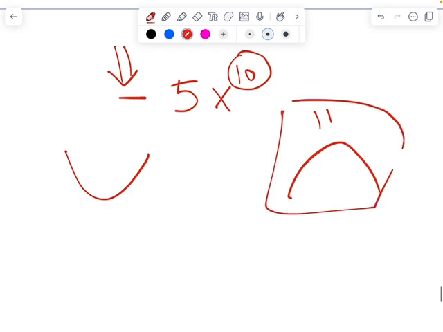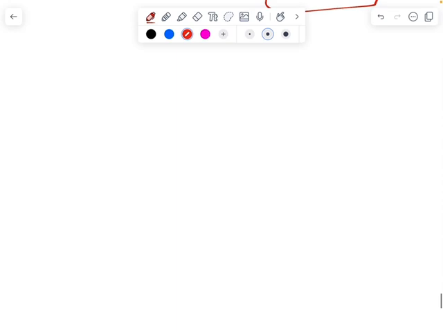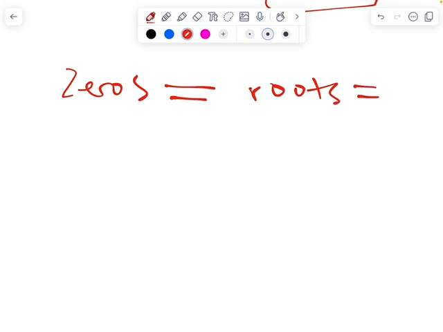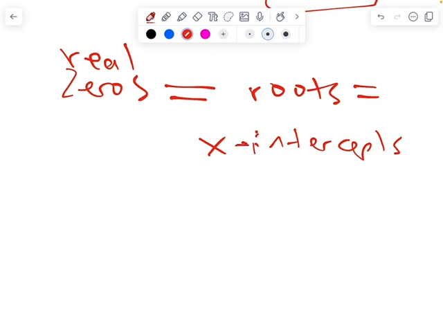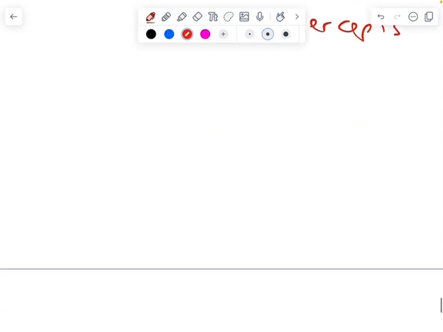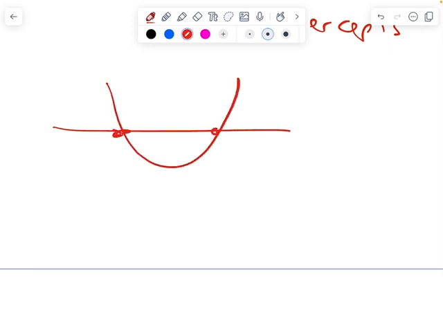Okay, now let's talk about zeros. Zeros are the same thing as roots, are the same thing as x-intercepts. I should change that a little bit. I should say real zeros. Real zeros are the same thing as x-intercepts. So if you've got something like this, it has two real zeros or two x-intercepts.